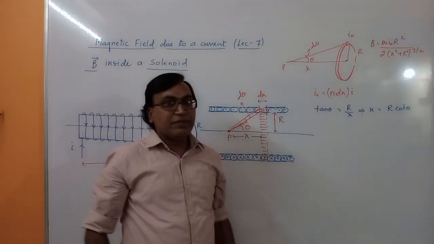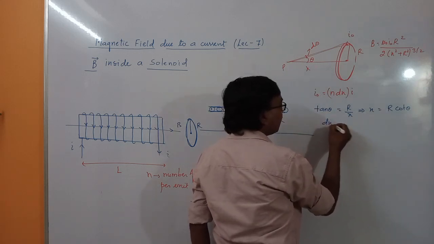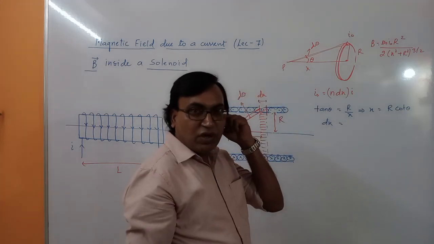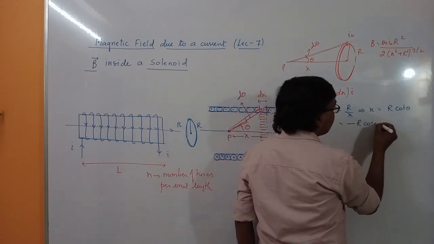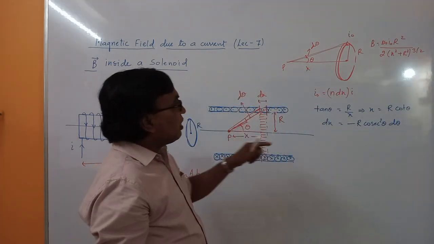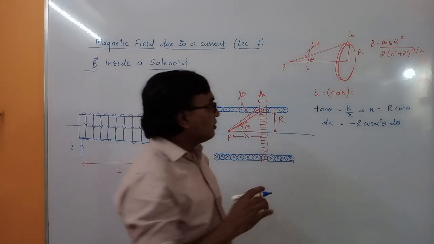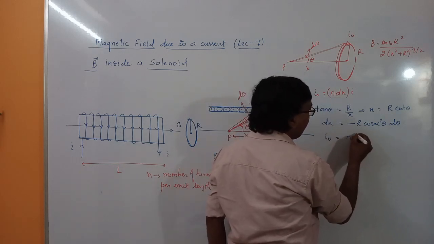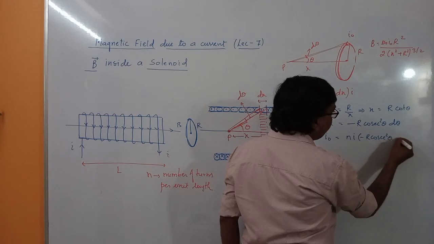Now in this current we have the dx element, so we have to find dx. Let us differentiate both sides. So dx will be equal to the derivative of r cot theta, and the derivative of cot theta is minus cosec square theta. So dx is minus r cosec square theta d theta. So we got x and we got dx. We have to replace x and the current I naught there. So current I naught will be equal to n I dx, which is minus n I r cosec square theta d theta.